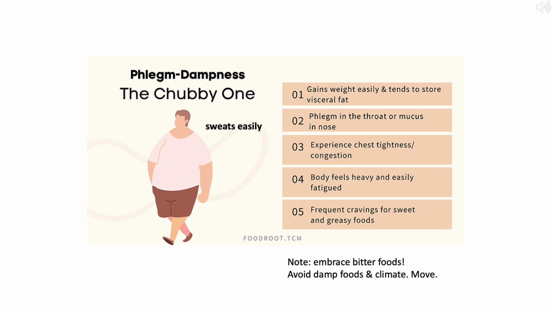Next is the phlegm dampness, and phlegm is basically a concentrated heaviness. It's seen in the form of mucus or fat. So these people will gain weight easily. They tend to store a lot of mucus, and it could be in the throat, in the nose, it could be a sinus issue. They also will be sweating a lot and will have problems with humid weather, especially. And they would have some tightness in the chest, congestion, always feeling heavy and tired, and tend to crave things that are sweet and greasy, so things that are damp, because it's a vicious cycle.